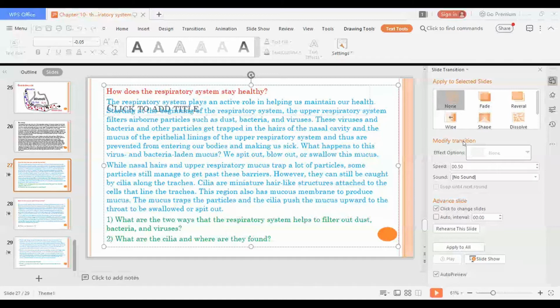Remember that the keyword in the first sentence is filter. Filter is a verb. Very important verb that you need to find.